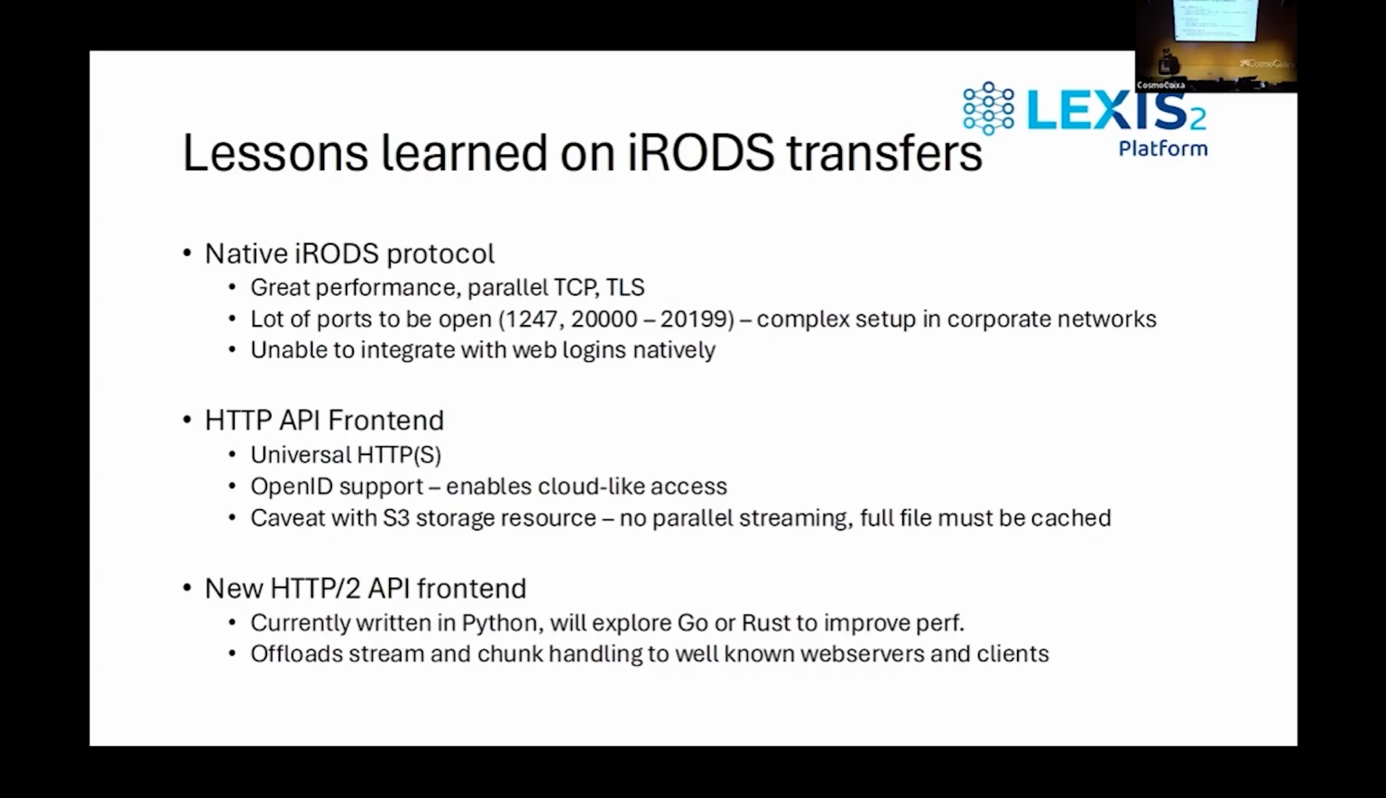In the research environment which we are in, this is very nice, and we actually use it to synchronize microscope data between Brno and Ostrava. Then the HTTP API, this is great because it has OpenID support, and we found one quirk with the S3 storage resource, but I hope that we will solve it quickly. And we are considering having the HTTP2 frontend. Currently, we have it written in Python, but we will probably explore Go or Rust or something natively compiled to improve the performance.